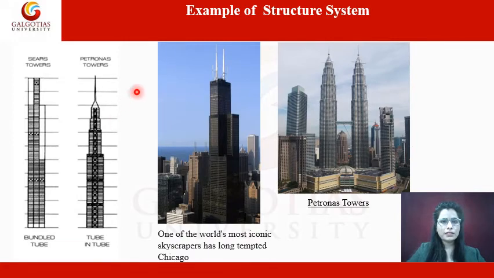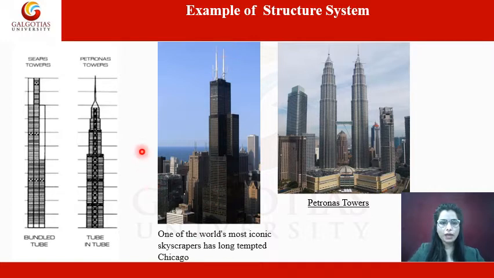So in this slide you can see examples of structure systems related to live examples. First we have bundle tube, which is in Sears Tower. So this structure system is called the bundle tube, and here the live example is the Sears Tower, one of the world's most iconic skyscrapers, in Chicago.